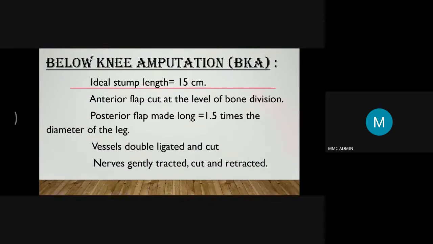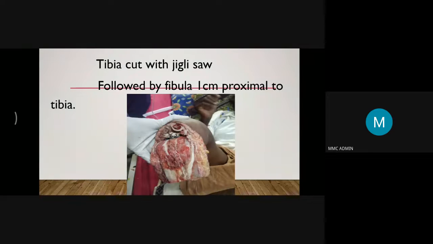Then the vessels are doubly ligated and cut, nerves are pulled, cut and retracted. Then the tibia is cut with the Gigli saw, followed by the fibula. Here there are two bones, tibia and fibula. In this case of below knee amputation, the fibula should be transected 1 centimeter above the tibia.